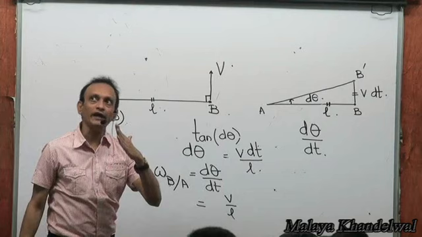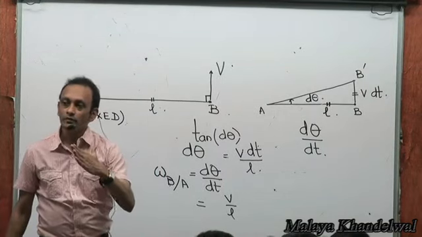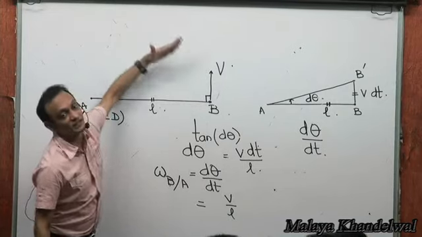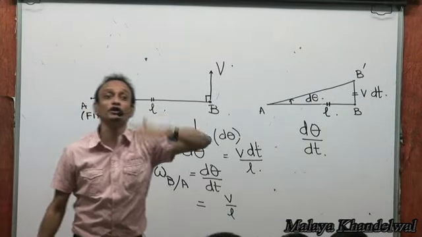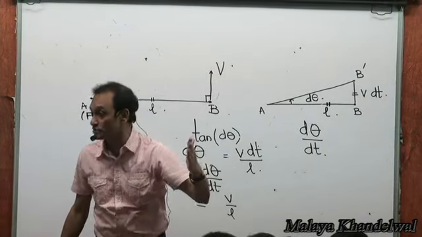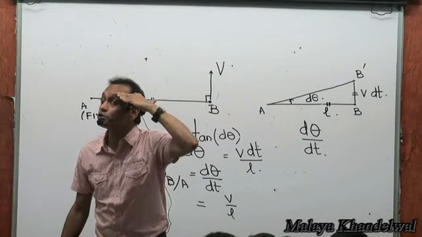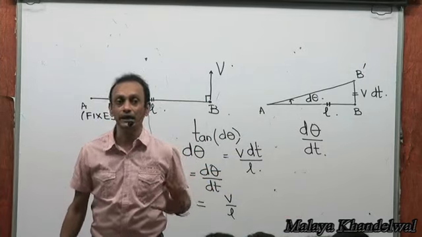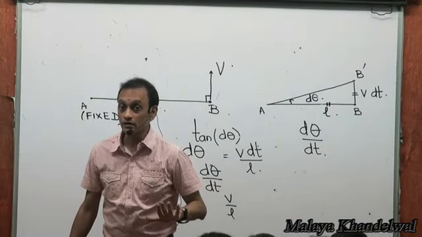The perception of the angular velocity of B as seen by A would be how the orientation of AB changes with time. How the orientation of the line joining the two particles changes with time will be the perception of the angular velocity of B as seen by A. Right? This has to be very clearly understood.